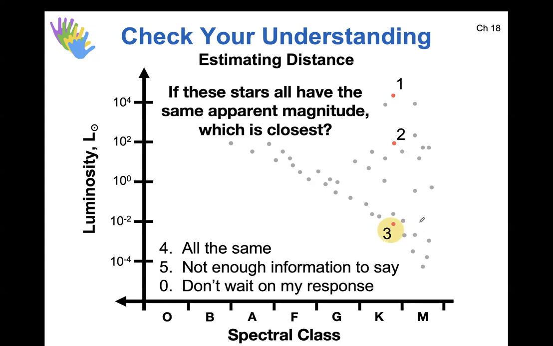So by being able to identify stars on the HR diagram because of key features of their color and their emission lines, it can start to solve that puzzle of being able to find distance.